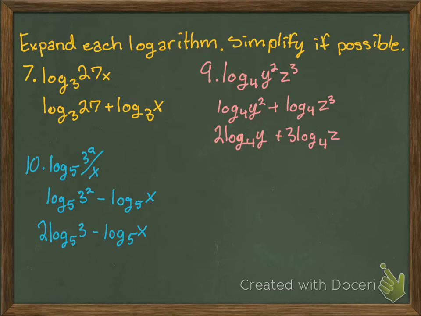Okay, number 12. Skipping over 11. We're not doing the middle column, remember? Yes, that's right, 7, 8, and 9. Log base 10 of 8xz to the 4th power. Okay, log of 8 times x times z to the 4th.